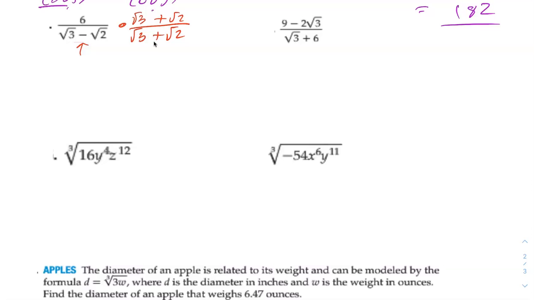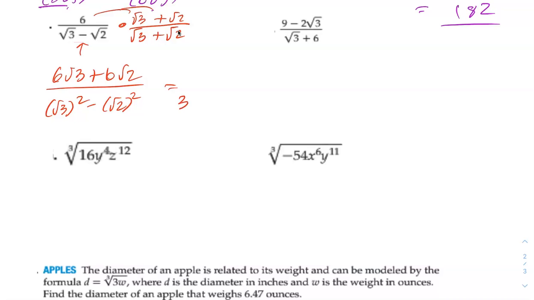So on the top, just distribute: 6 rad 3 plus 6 rad 2. On the bottom, you can multiply them all out, but again, it's the difference of two squares. So it's just the first guy squared minus the second guy squared. So in this case, that'd be 3 minus 2, which is just 1. So I just get this. And no, you cannot do anything. They have different radicals, so you have to leave it like that.